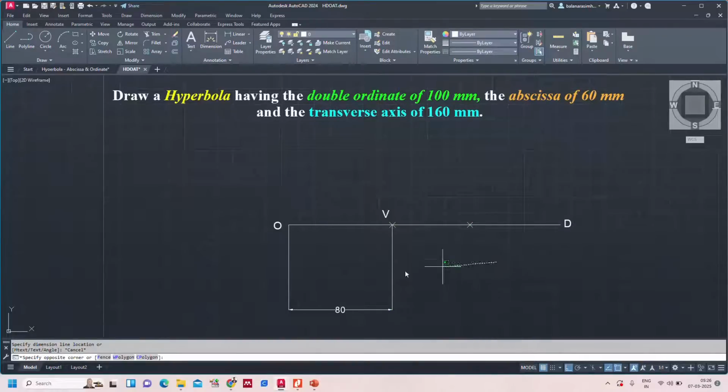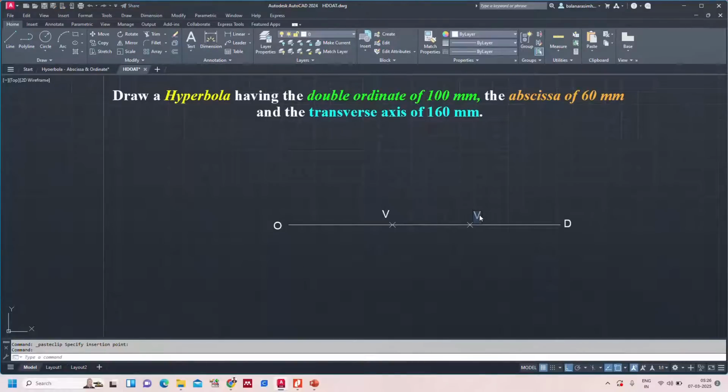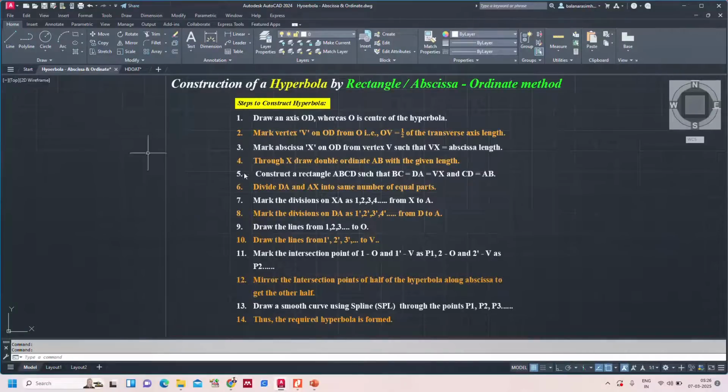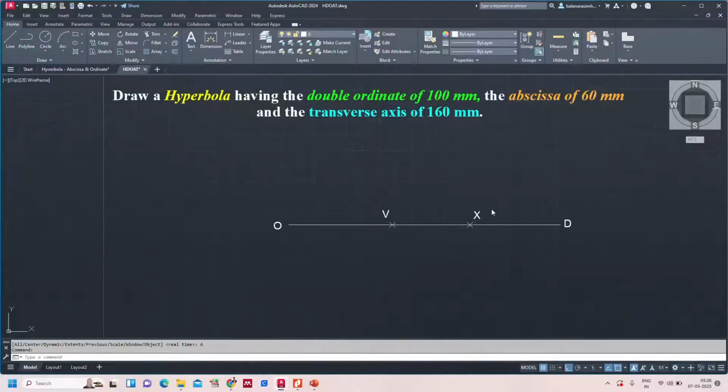Perfect. Let me delete this one, later we can give it. And this point is the abscissa X. Now through X draw the double ordinate AB with the given length. Okay, let me do it now. What is the double ordinate length? 100 mm. Take a line of 100 mm. That's it. Double ordinate, we finished it.